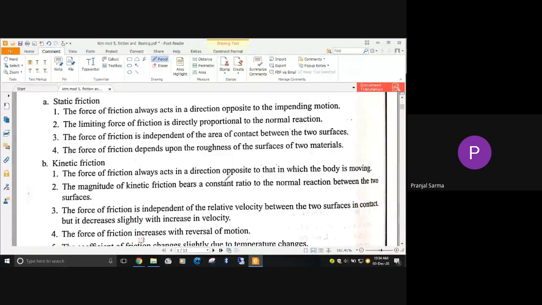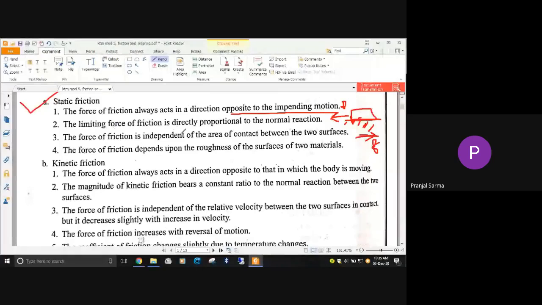Like we already know, with respect to static friction, the frictional force always acts in a direction opposite to the motion or the tendency of motion. That means suppose this is the block, and this is another surface, and these two surfaces are in contact. If you apply a force and because of that some movement will be there, then in the direction opposite to the tendency or impending motion, the force of friction will act. If the motion is this way, then the force of friction will be in this particular direction.